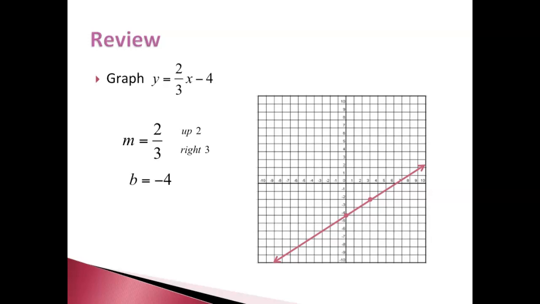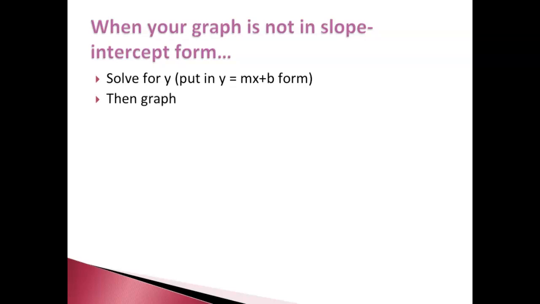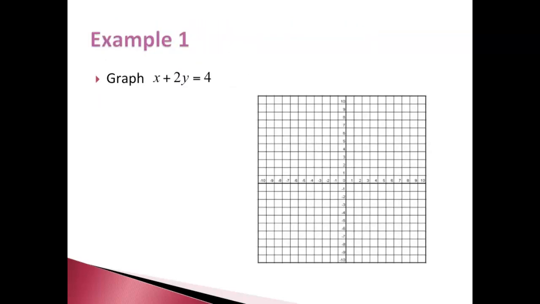Now, when your graph is not in slope-intercept form, what you'll have to do is solve for y, in other words, put it into y equals mx plus b form, and then you can graph it just like you were doing before. Let's take a look at an example of this. So here we have x plus 2y equals 4.